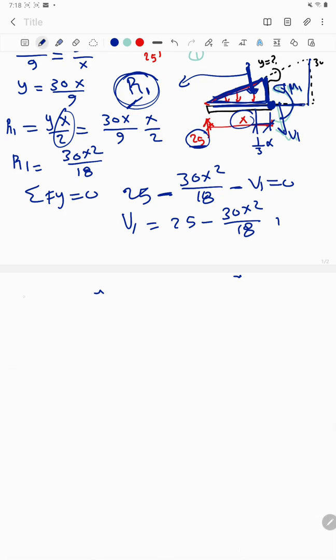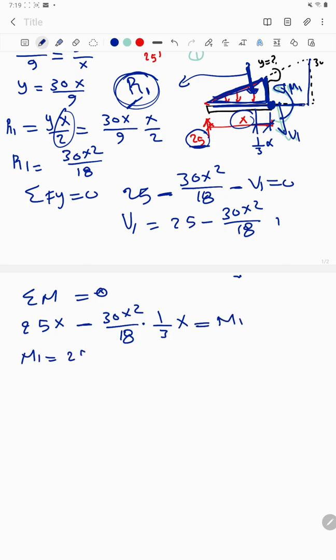So for M1, take summation of moment equal to 0. I'm going to say 25 times x minus the resultant, which is 30x squared over 18 times a third of x, equal to M1. So M1 equals 25x minus 10 over 18 x cubed. This is M1.